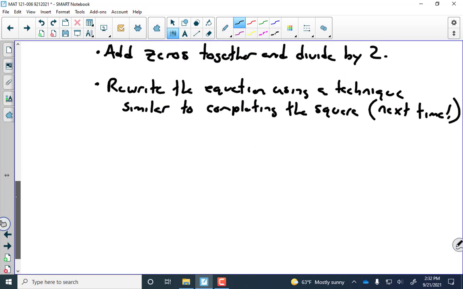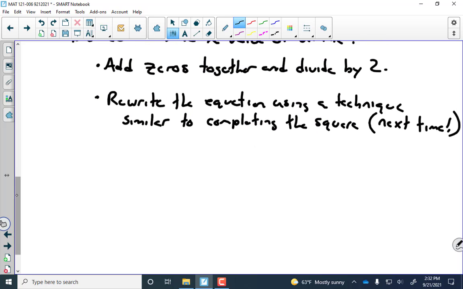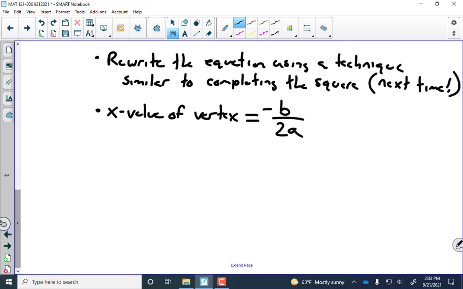The one that most people use is this one right here. The x value of the vertex is found by doing negative b divided by 2a. That's the one that most people remember. The other ones work, but this is the one most people remember. It's the one most people prefer.